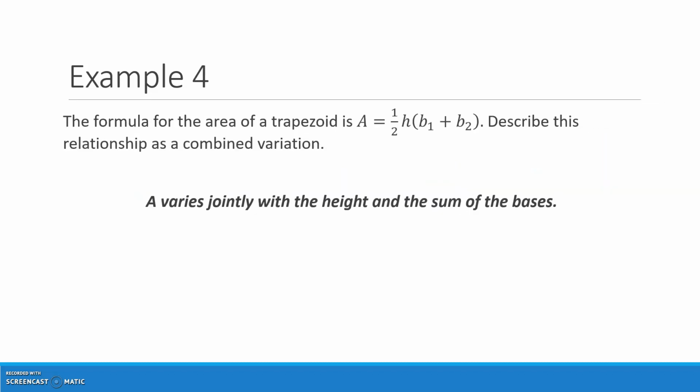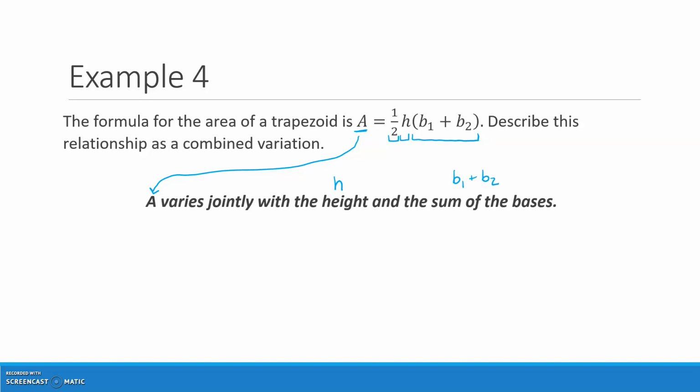So, spoiler alert, here's the answer. The formula for the area of a trapezoid is A equals 1/2 h times b1 plus b2. To describe the relationship, we would say that A is the variable that's isolated, so that's what we start with. A varies. Next, I notice that I have a constant times 2 things total being multiplied together. It varies jointly with the height, or with h, and with the sum, or b1 plus b2.